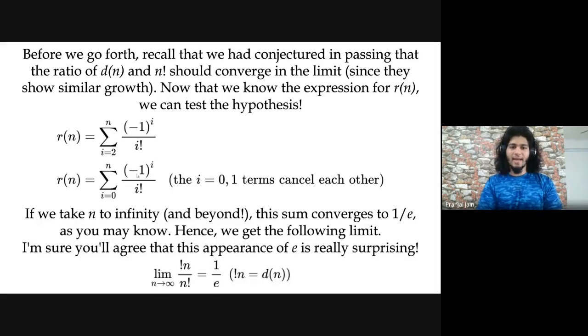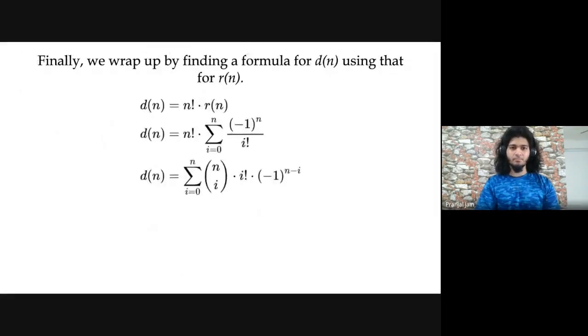So if you take n to infinity, then this sum converges to 1 over e because it's the Taylor expansion of e to the power minus 1. So this ratio actually does converge and it converges to 1 over e. So if you write it in that subfactorial notation, because it looks prettier, you get this relation in the limit. So this is pretty surprising, but I hope that you can see where it is coming from. It's basically coming from the delta sequence.